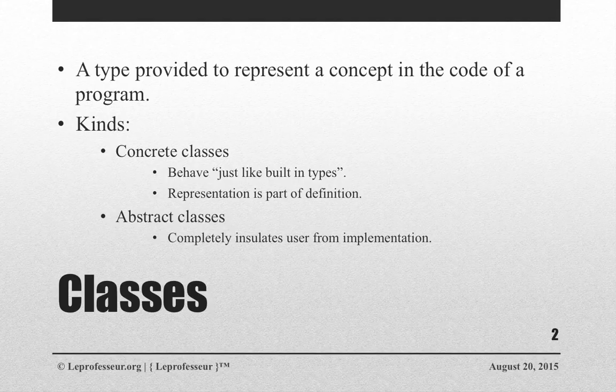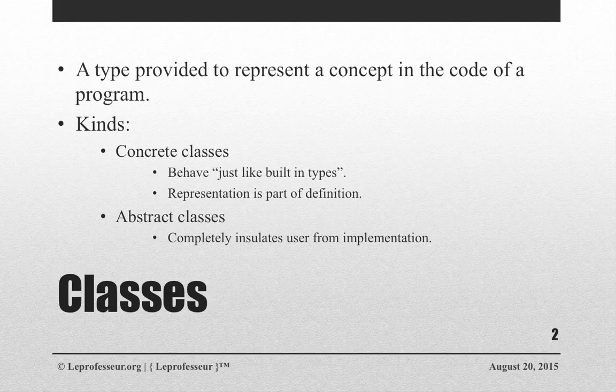We have two kinds of classes or two kinds of concepts: abstract classes and concrete classes. Concrete classes behave just like built-in types, and their representation is part of the definition. For example, you can create different objects of the concrete class, and how the objects are going to allocate resources in memory is also defined as a part of the class definition.